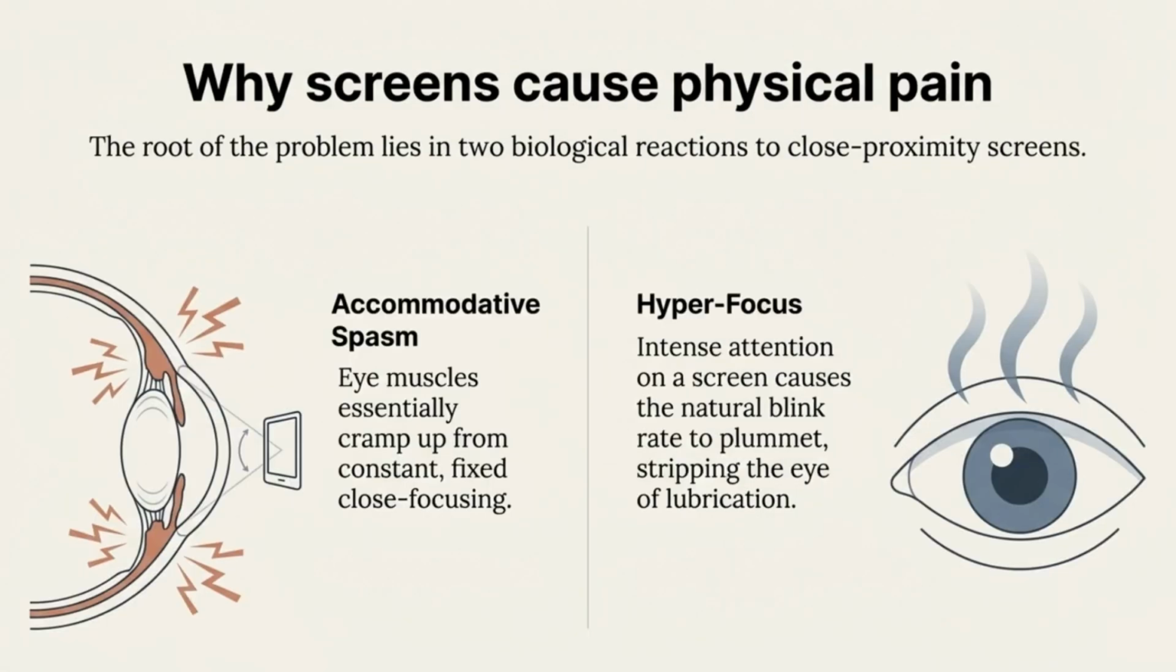The physical pain caused by screens stems from 2 biological reactions to close proximity viewing. First, accommodative spasm, where eye muscles cramp from constant close focusing. Second, hyperfocus, where intense attention reduces your blink rate, leading to a lack of eye lubrication.